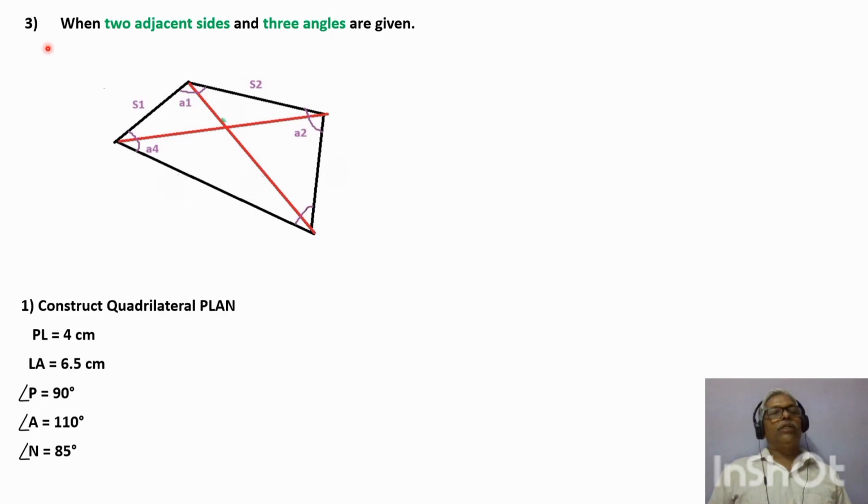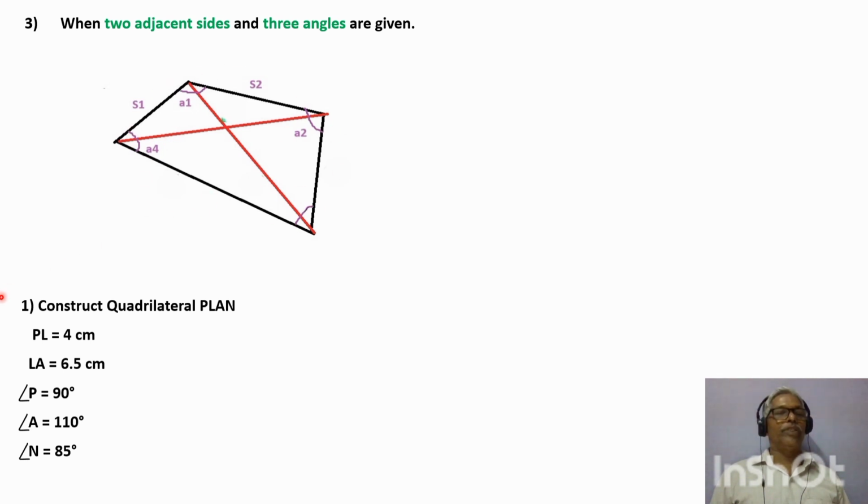So this is the third set of 5 parameters. We are given 5 parameters out of 10 to draw a quadrilateral. The third one is two adjacent sides and 3 angles. Look at this figure. We will be given two adjacent sides and 3 angles, one included by the two sides and two adjacent to this angle. Look at this, you will get an idea.